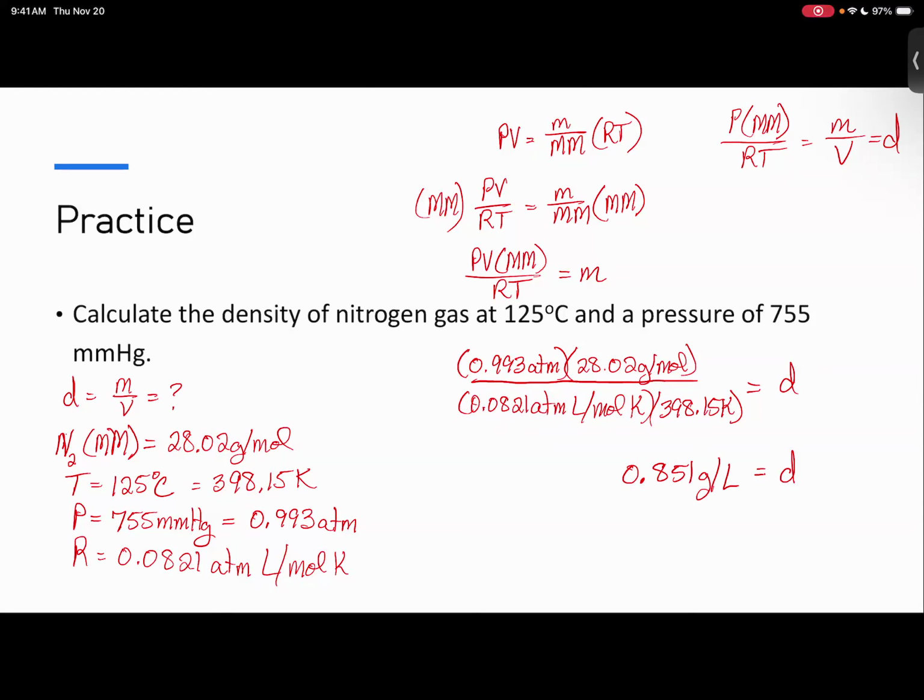Which is actually very dense for a gas. Yes. You're going to have the conversions, yes. You have to know what STP stands for. Yes. Other questions?